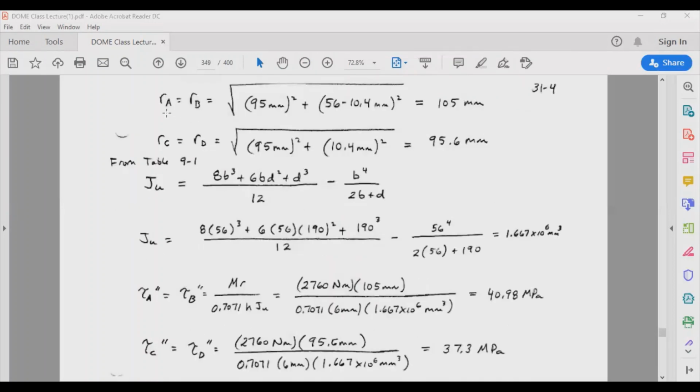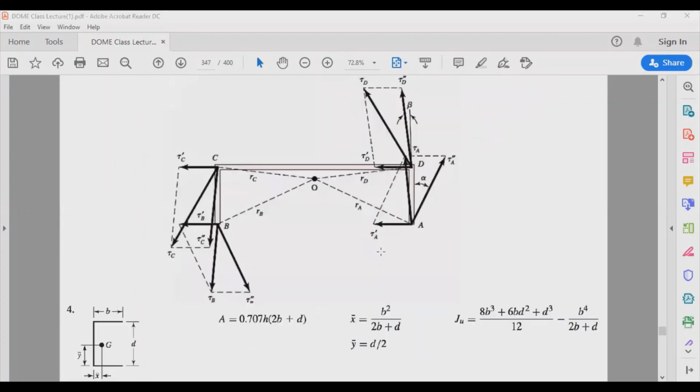Once we get our moment, obviously we need to get the radiuses from the centroid to the weld that we're interested in. So in our case, RA is equal to RB, and this is simple geometry. We can get that: 95 plus 56 minus 10.04 basically gives the radius of A, and this is the radius of A over here. So we're basically taking this length minus 10 millimeter. Essentially, you're simply considering this triangle to get RA.